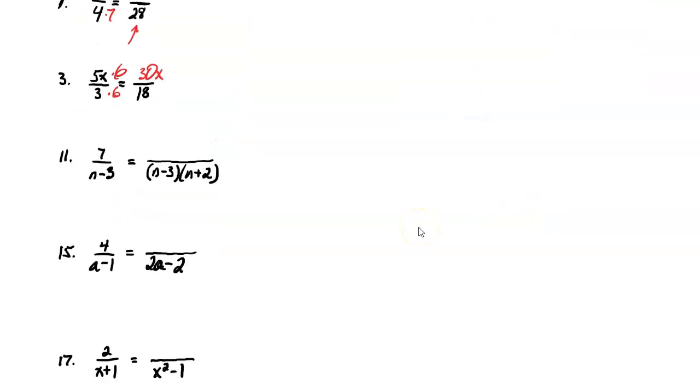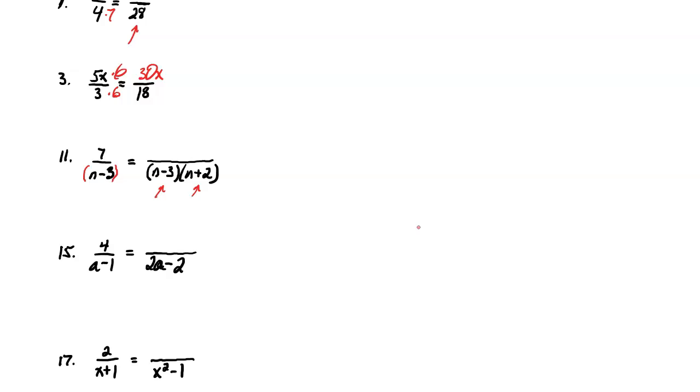Now in number 11, we're starting with the fraction 7 over n minus 3, and we want to figure out what fraction is equivalent to that, but it has this new denominator. The denominator is in factored form. One factor is n minus 3, the other factor is n plus 2. Now go back to your first fraction. You already have the denominator n minus 3. What do you need to multiply that by to create the desired denominator, which has n minus 3 and n plus 2?